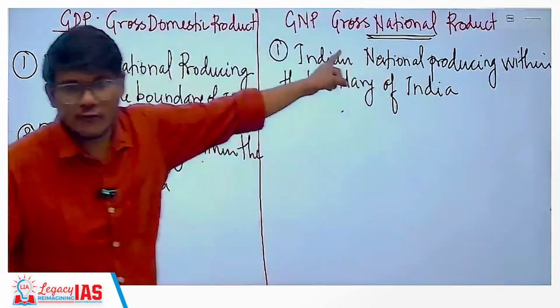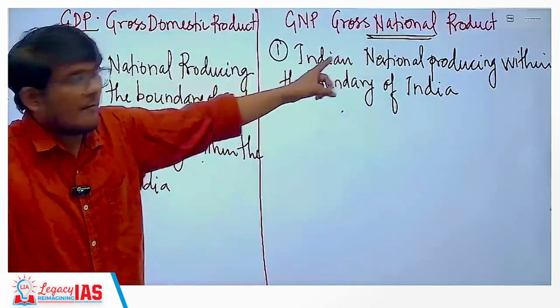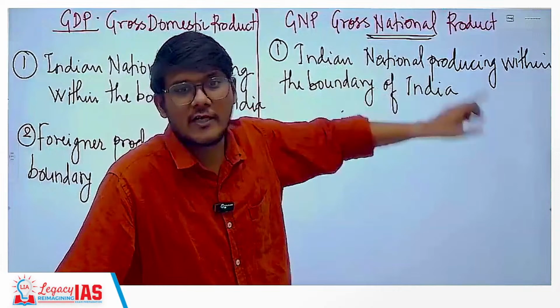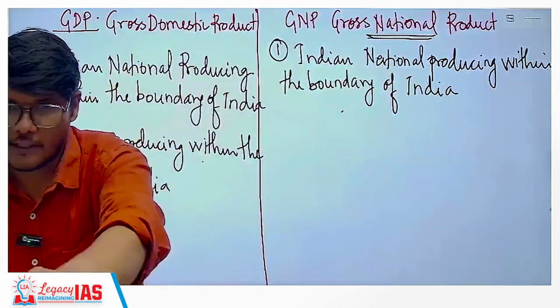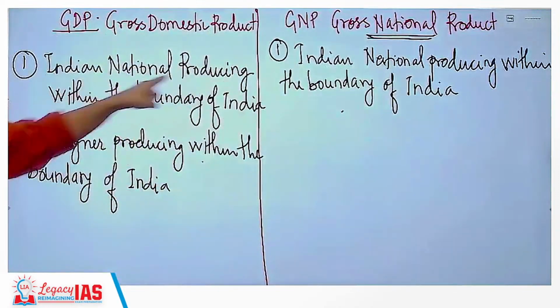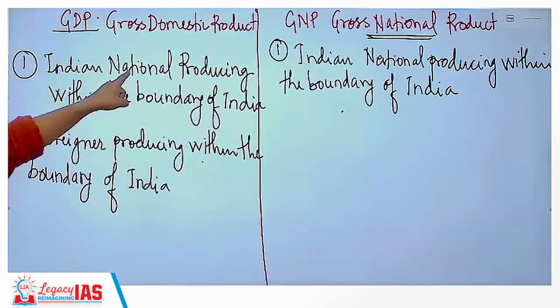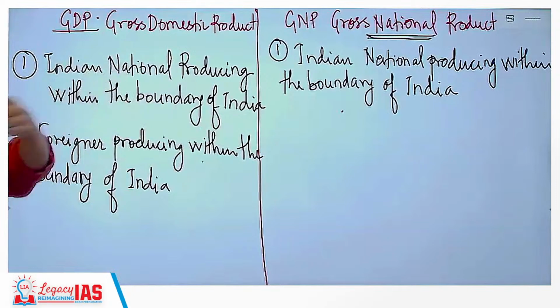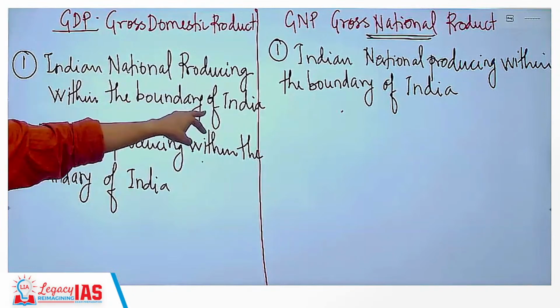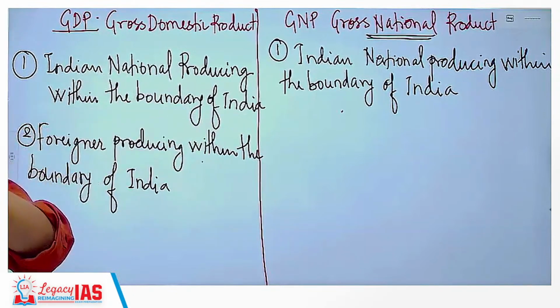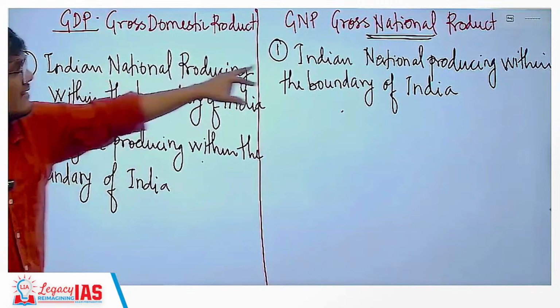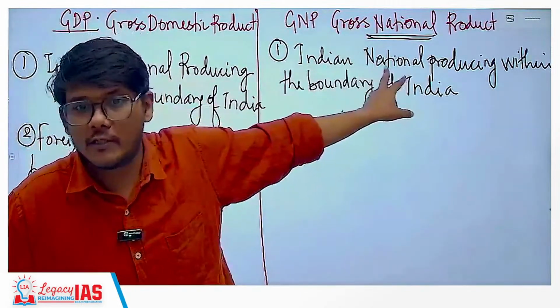Isn't it a part of gross national product? Why? Because it is being produced by an Indian national. It does not matter where it is produced. Correct? In the same manner, an Indian national producing within the boundary of India, is this not a part of GDP? It is. Why? Because it is produced within the boundary of India. It does not matter who produces it. Correct? So this is the common factor between the two.